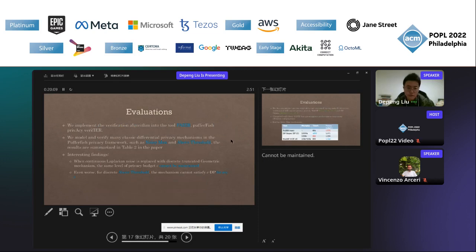Next is the evaluations part. We implement the verification algorithm into the tool FAIER, which is Pufferfish Privacy Verifier. We model and verify many classic differential privacy mechanisms in the Pufferfish Privacy framework, such as noisy max and above threshold. The results are summarized in Table 2 in the paper, but we have many interesting findings through the experiments.